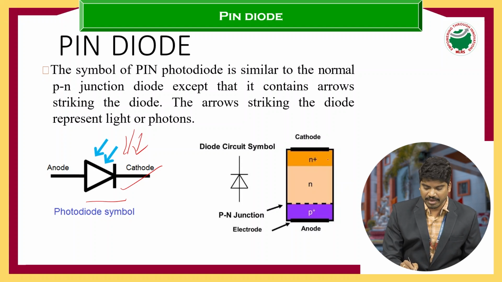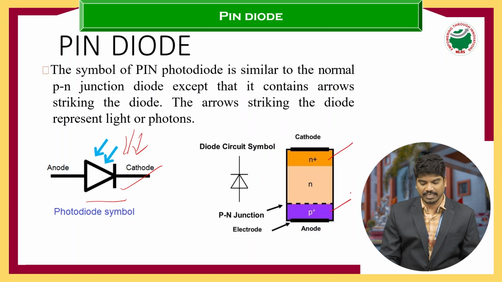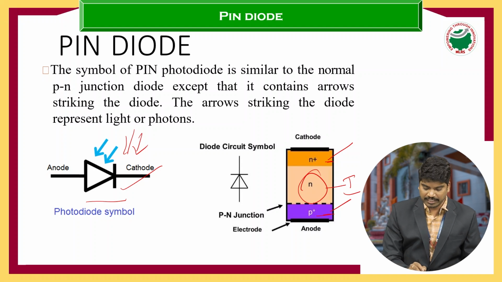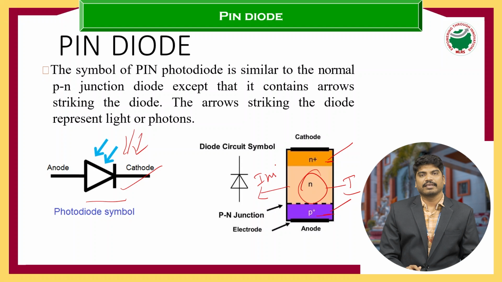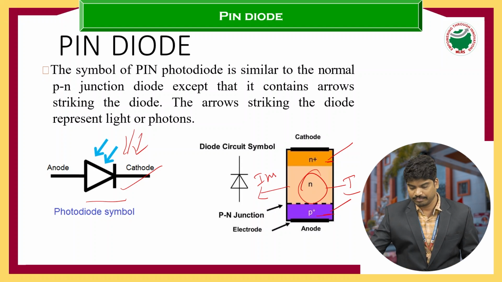In the schematic diagram we can see here, we have a highly doped P region, that's why I mentioned it as P plus, and a highly doped N region, and in between a large intrinsic region. This intrinsic region will act like an insulator. This is about the symbol of the PIN photodiode.